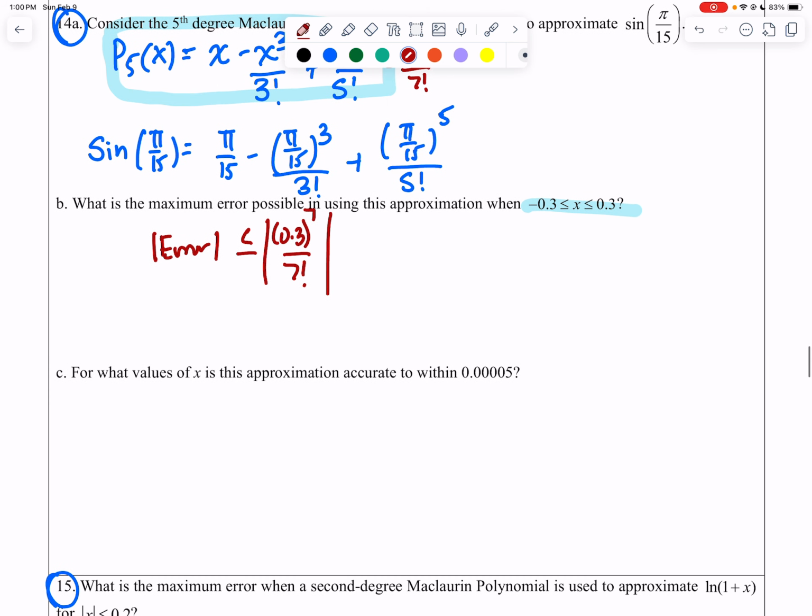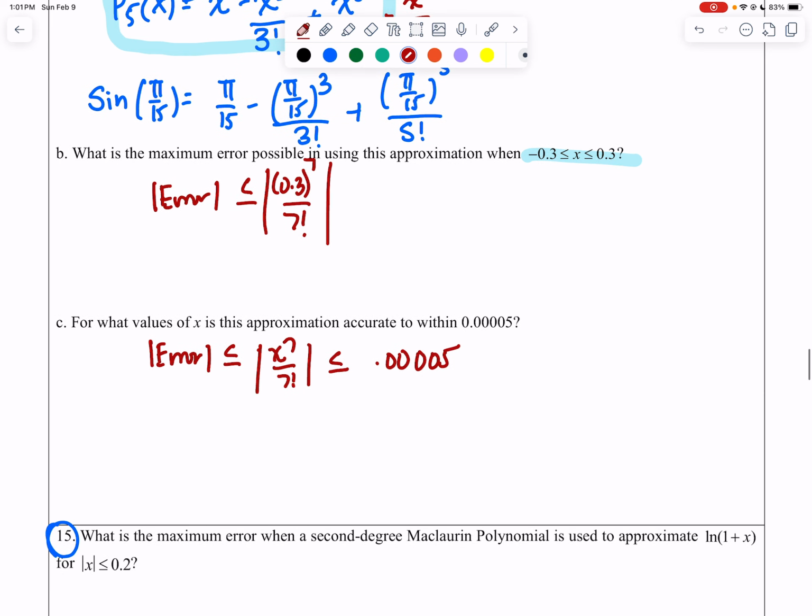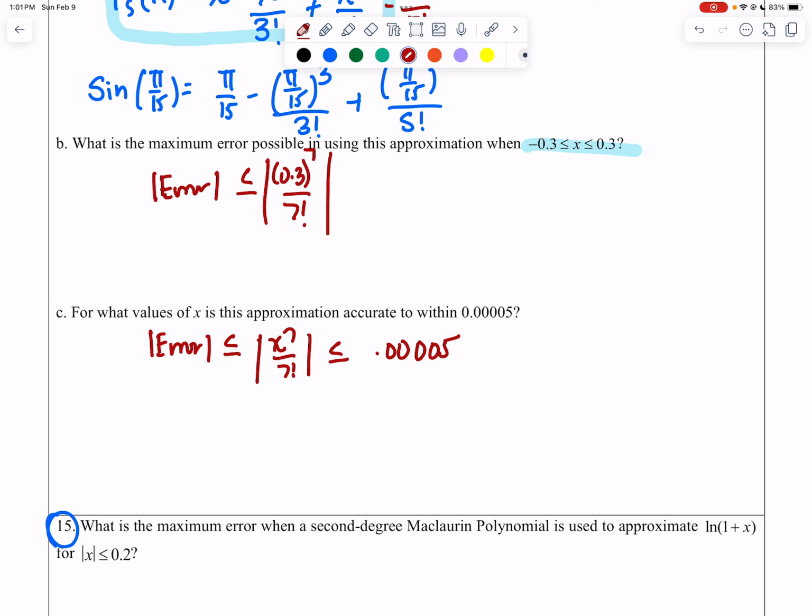All right, and then for part C, it's asking us for what values of x this approximation from part A is accurate to within 0.00005. So once again, we know that using the alternating series error, our neglected term is going to be x to the 7 over 7 factorial. That has to be accurate to within 0.00005. And essentially we're solving for x.